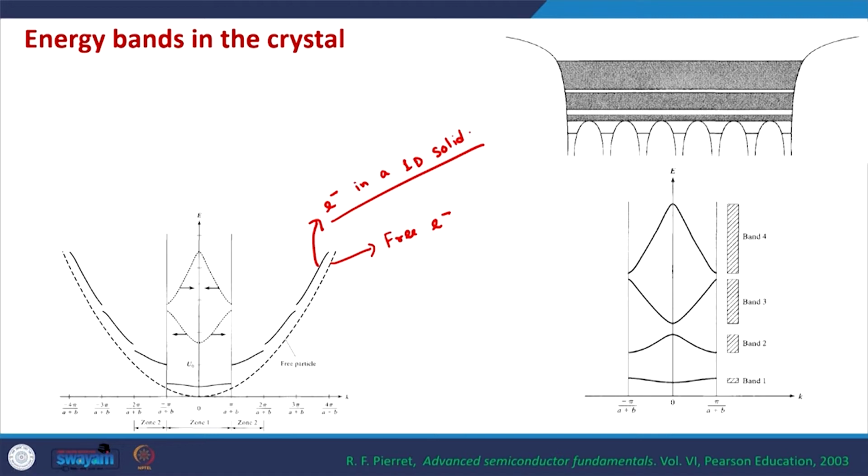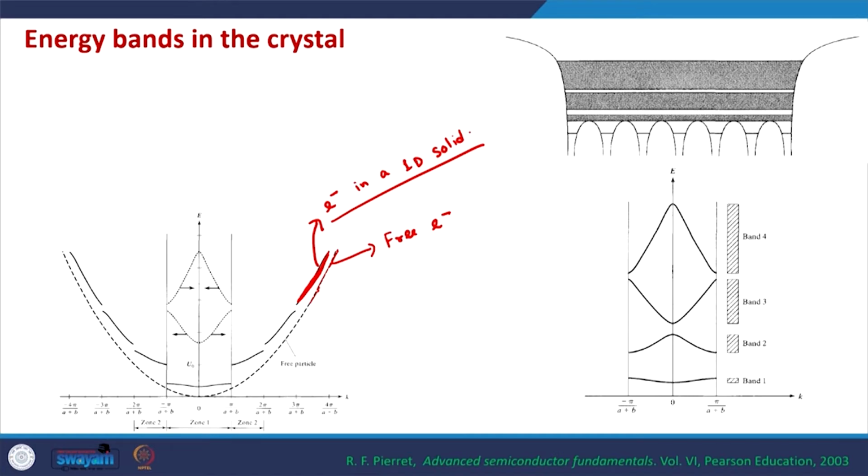As you can see, when the energies are quite high, the E-k relationship for the electron in the solid and the E-k relationship for the free electron approach each other, basically they converge. So, what it means is that if an electron has extremely high energy, then it is quite like a free particle, a free electron.